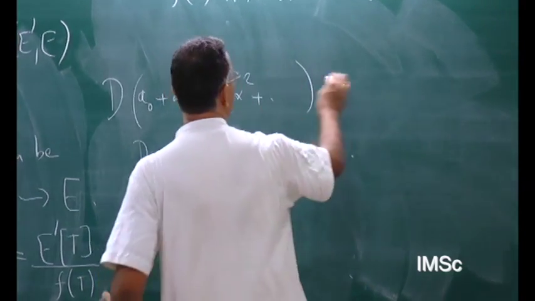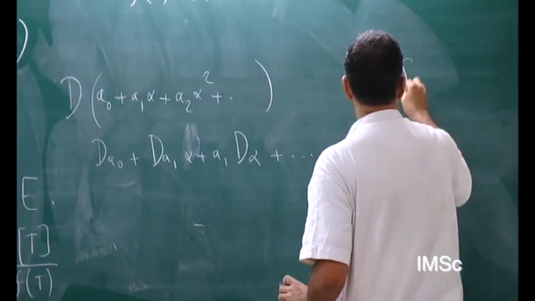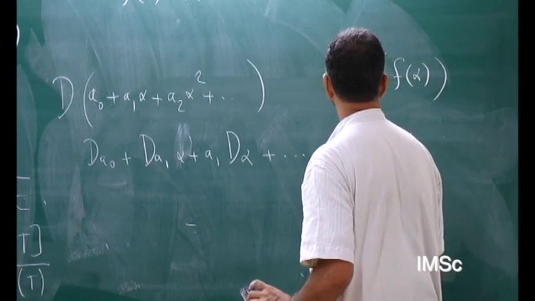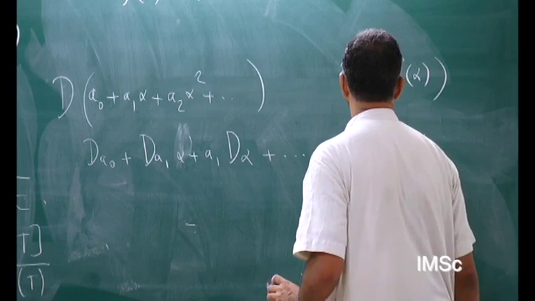So, let's see what those constraints should be. If I am going to take d of f alpha, right, what is this?